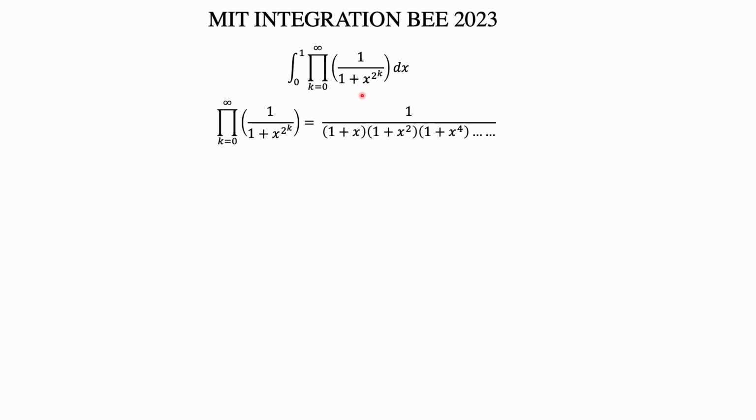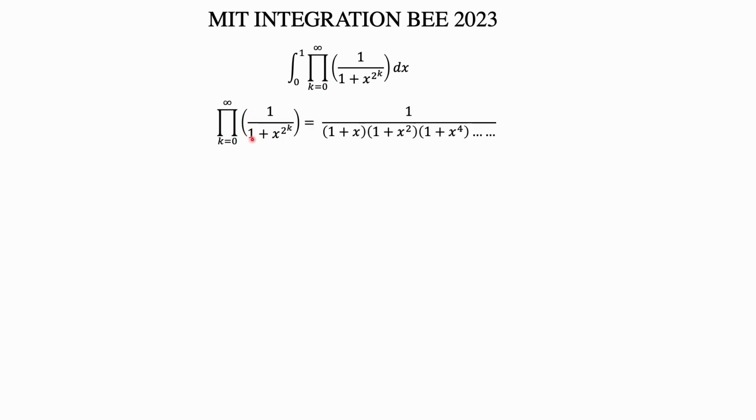Let's solve this Emmet integration B 2023 problem. You have this definite integration, and you have a product sequence or series, whatever you call it. So the first thing your thought is you need to simplify this expression, and then you can solve it. So let's try to solve that expression.